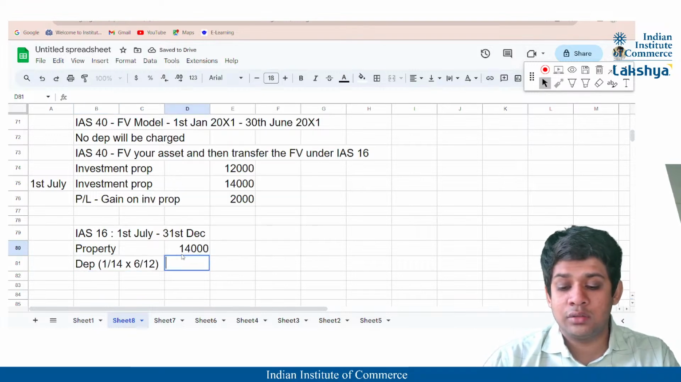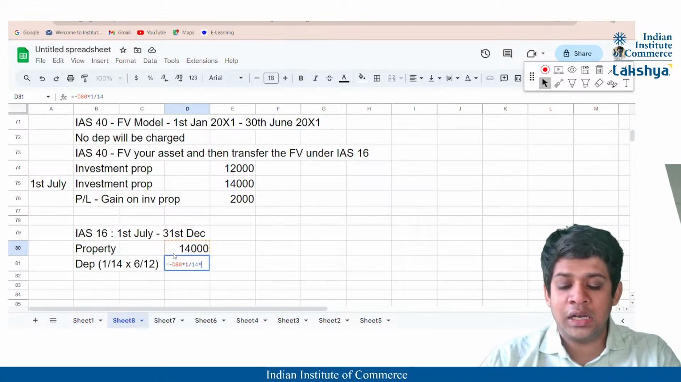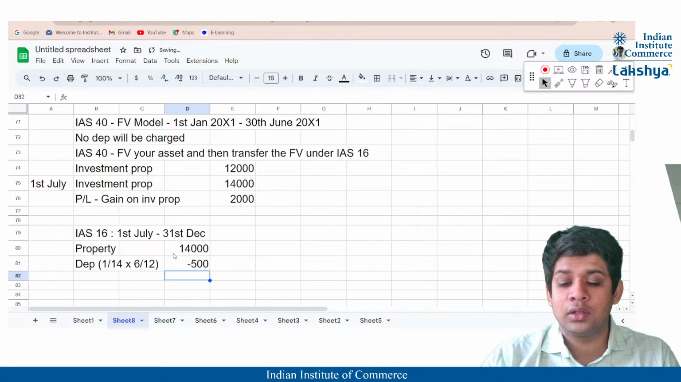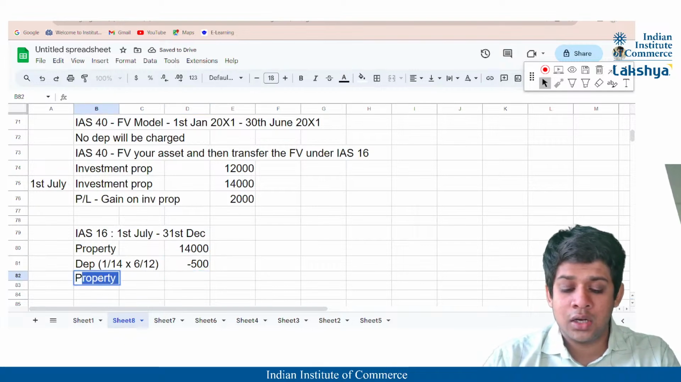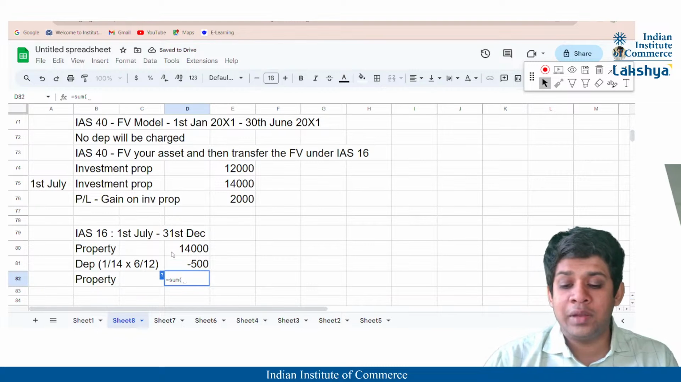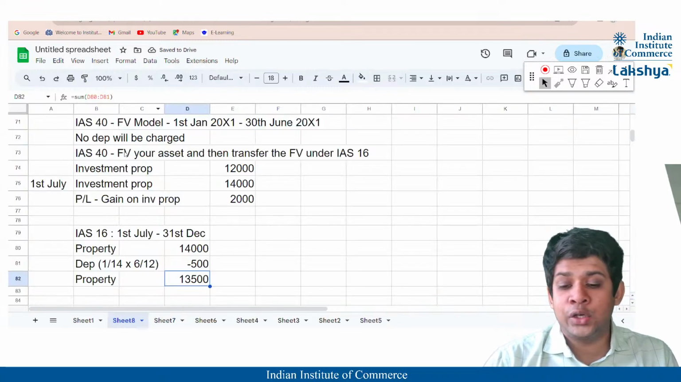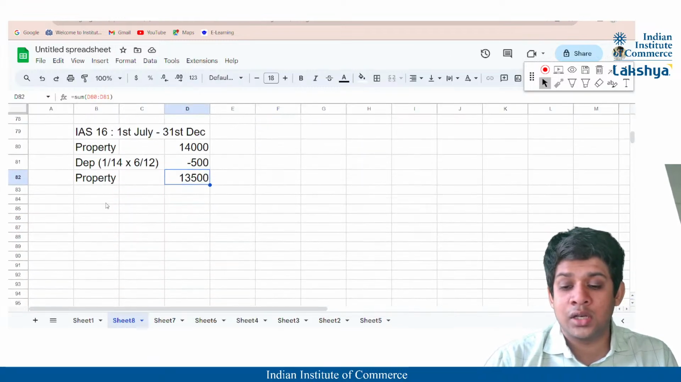So 14,000 into 1 divided by 14 into 6 divided by 12. So the depreciation of the property will be 500, and at the year end, the property will be valued under IAS 16 to be 13,500. Okay. So I hope the sum is completely clear to you all. We have done all the calculations here.